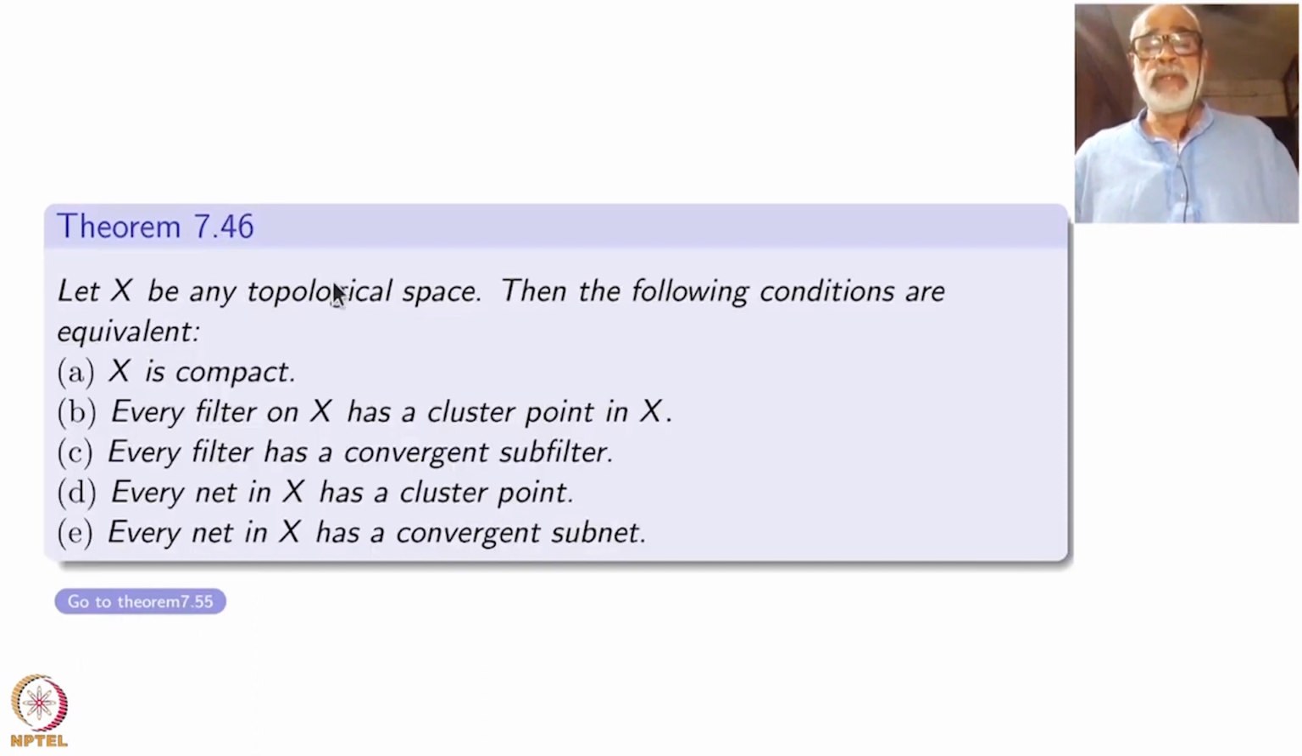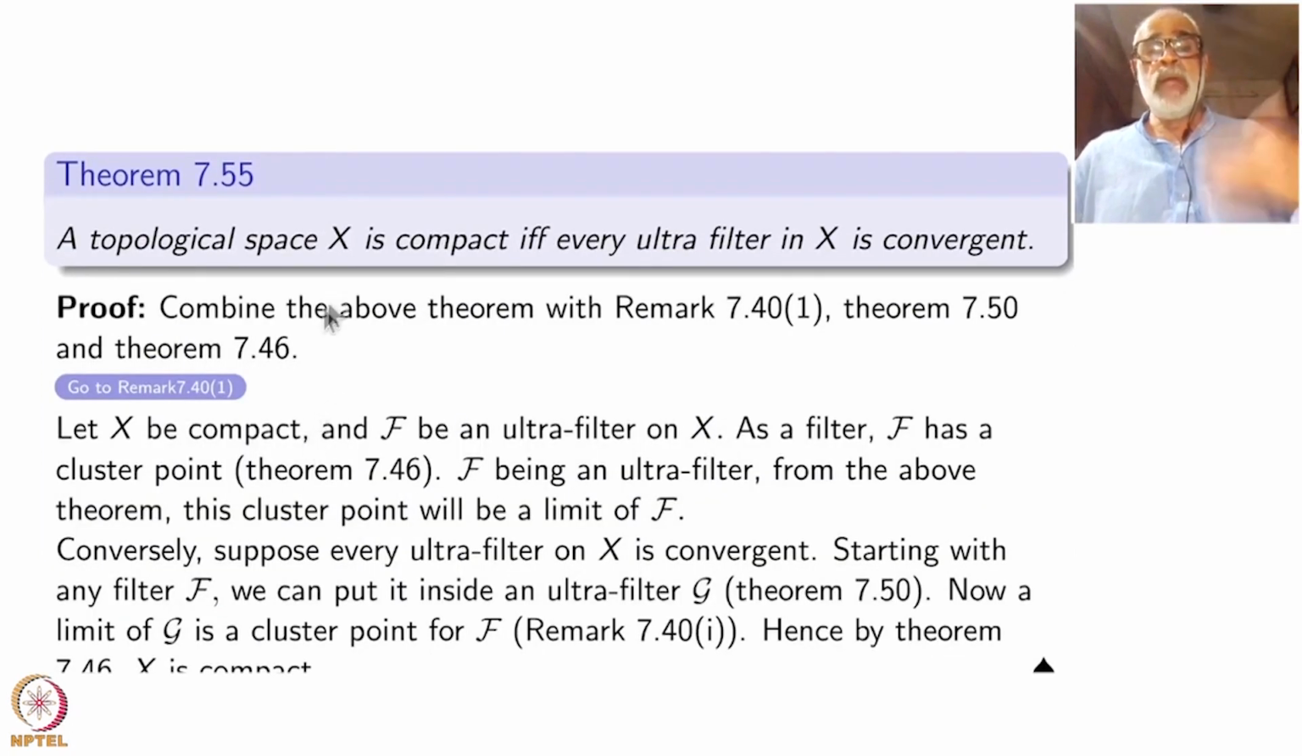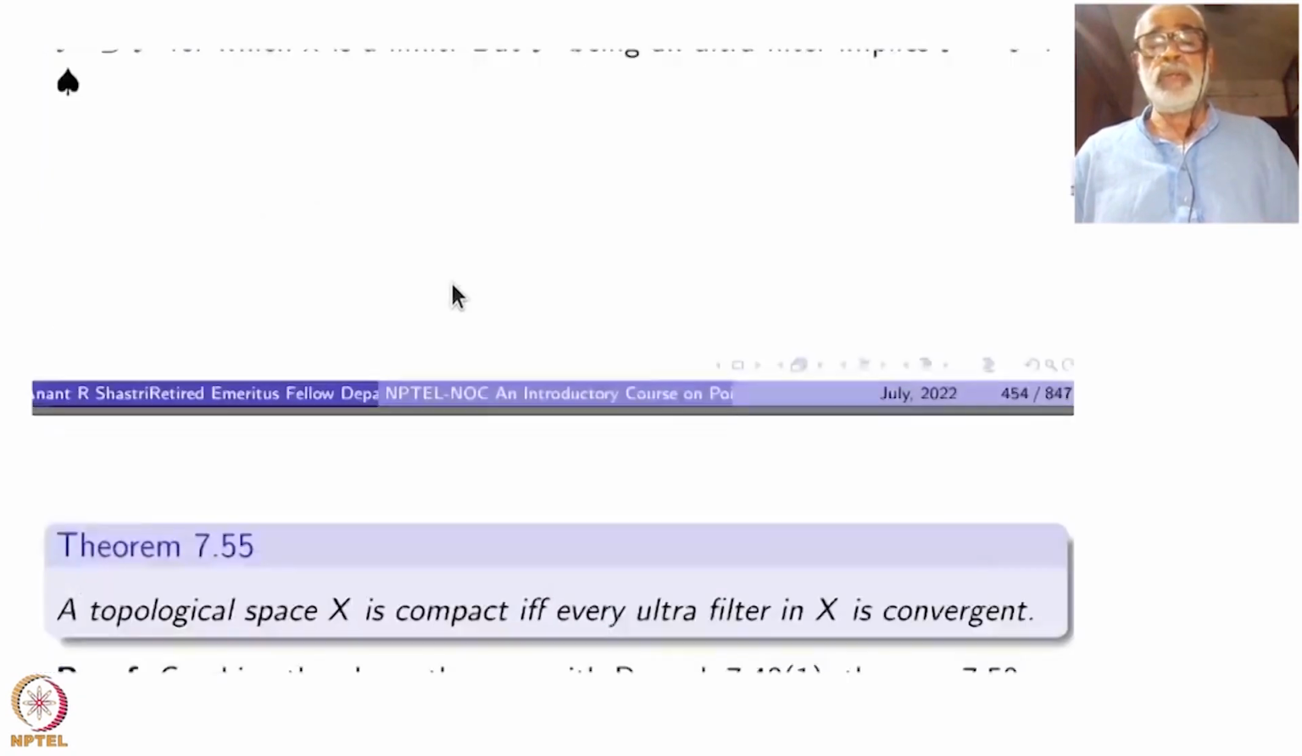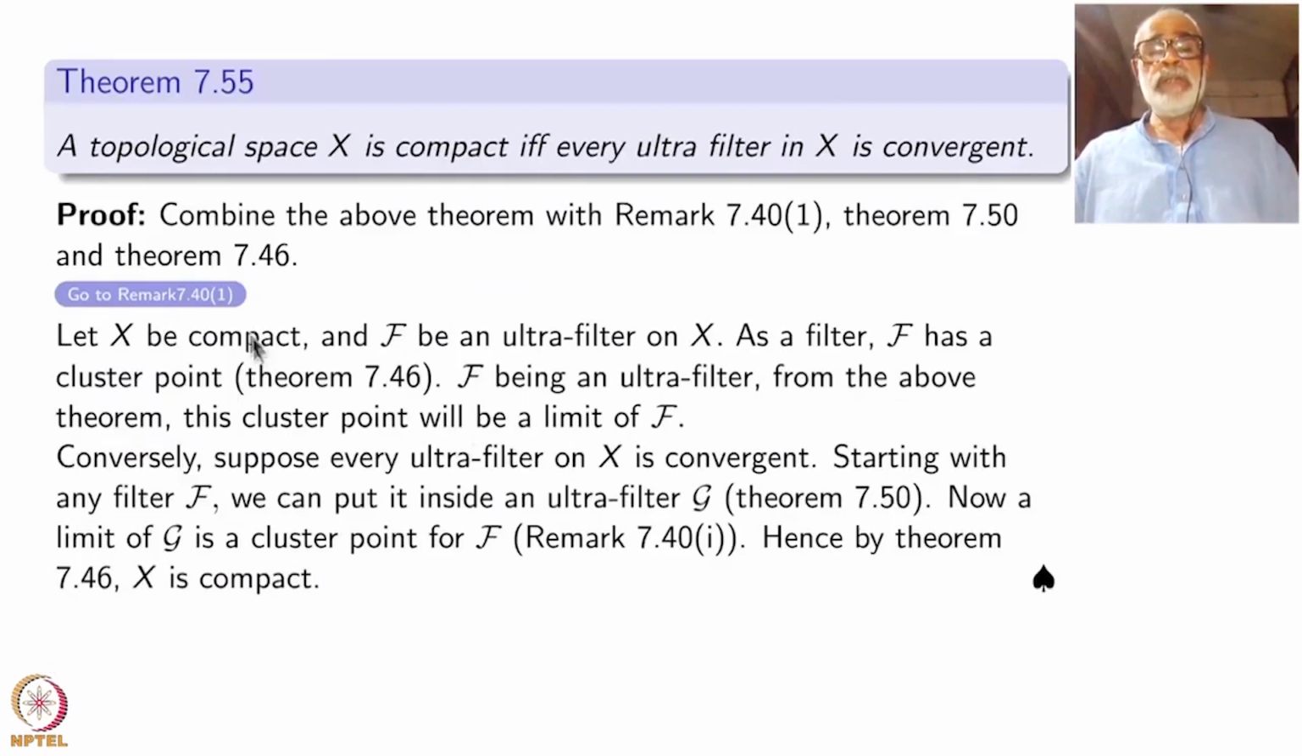Next, we have this criterion for compact spaces, that every filter has a cluster point or every filter has a convergent subfilter, right? And finally, we have just now proved this theorem, namely for an ultrafilter, a cluster point is a limit point. So if you combine these things, what you have is: start with a compact space and let F be an ultrafilter on X. As a filter, F has a cluster point. But just now we have proved that F being an ultrafilter, this cluster point must be a limit. Okay, so one way is over.